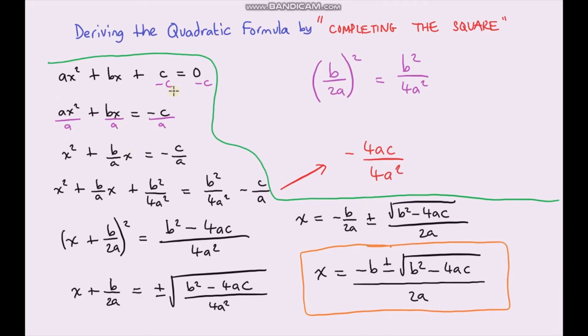So what we did was start off with our general form of a quadratic equation, and we solved this equation by completing the square, and this is what our solutions are: negative b plus or minus the square root of b squared minus 4ac, all of that over 2a.